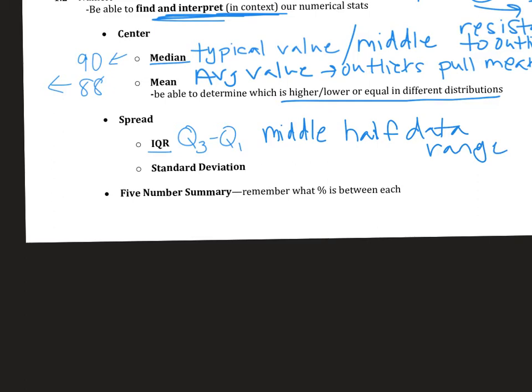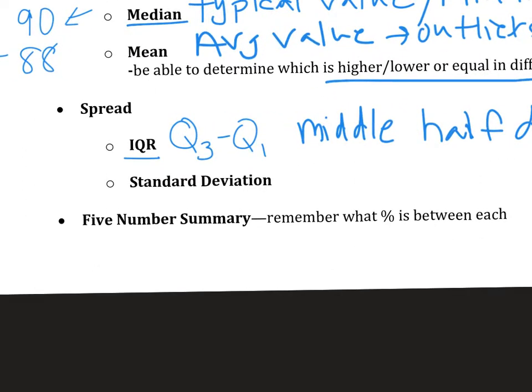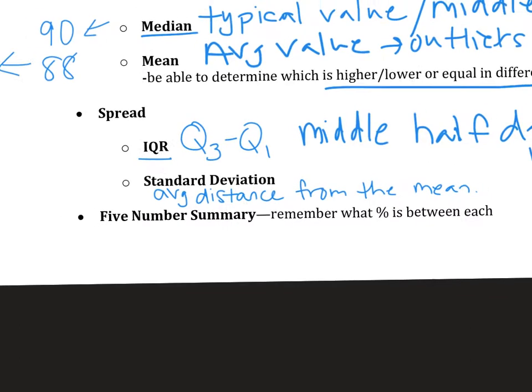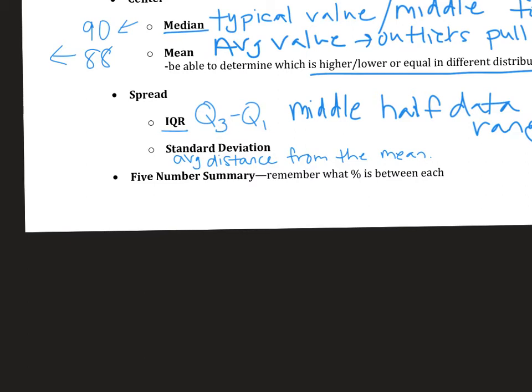The standard deviation, we use this so much this year. Let's see if you remember what it is. It's the average distance from the mean. And then the 5-number summary, remember what percent is between each. So the 5-number summary, if you remember, was min, Q1, median, Q3, and max.